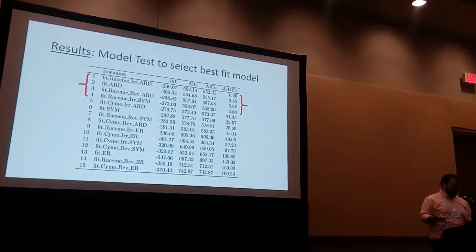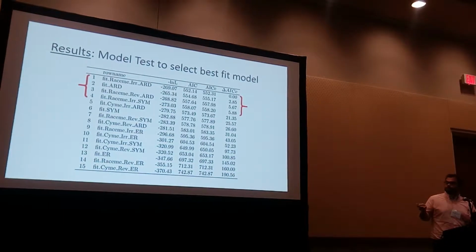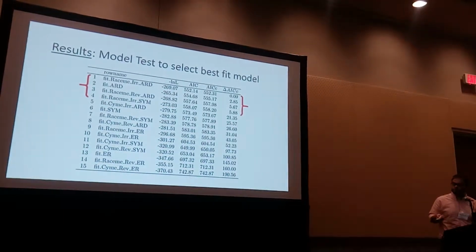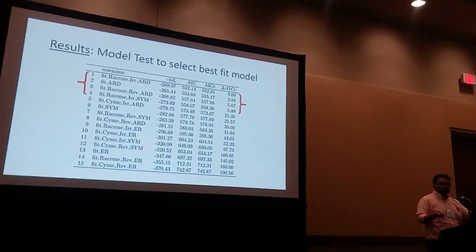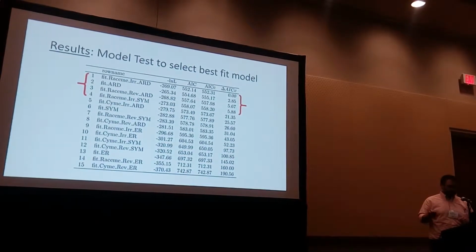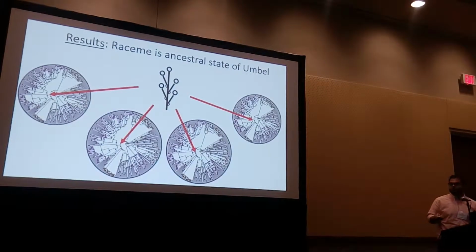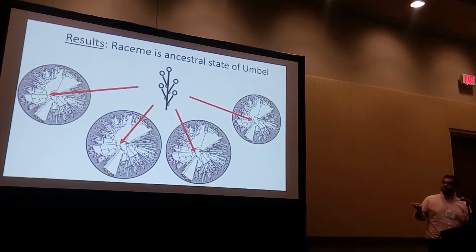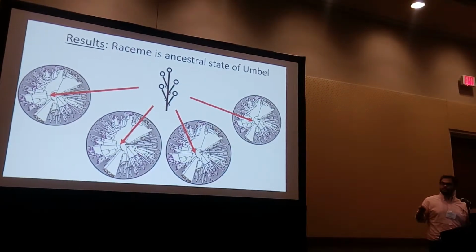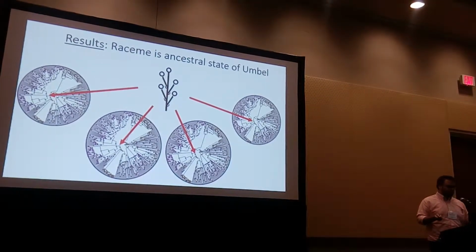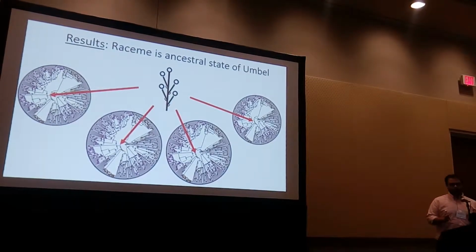And of these 4 models, 3 of the 4 are all raceme derived, so only allowing racemes to come from umbels, and except for an ART. And as you can imagine, if you infer ancestral states under these conditions and look at the node of interest, we see that it is raceme derived. The ancestor of umbels seems to be raceme derived. So this was a little bit unbelievable.